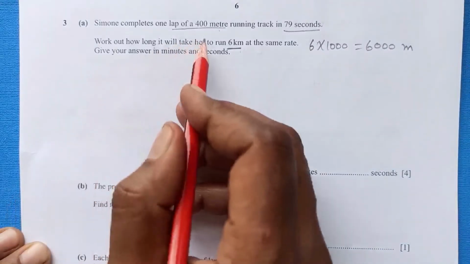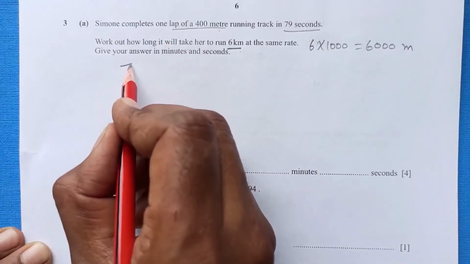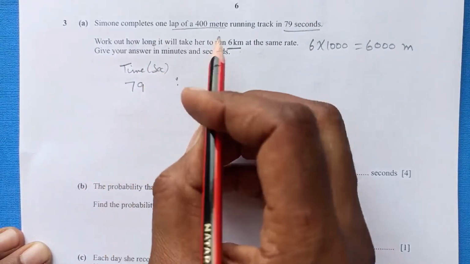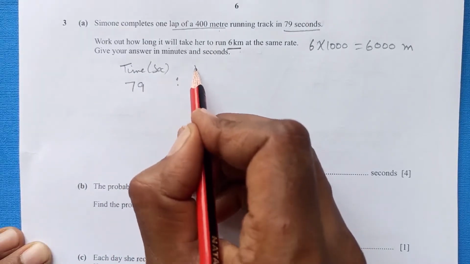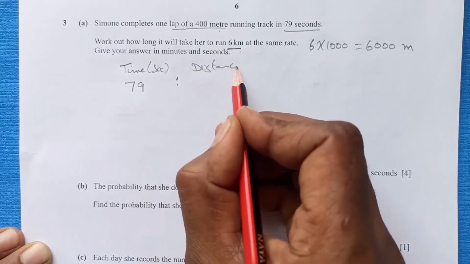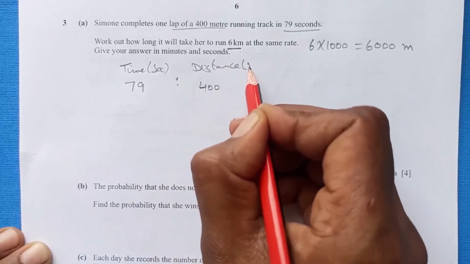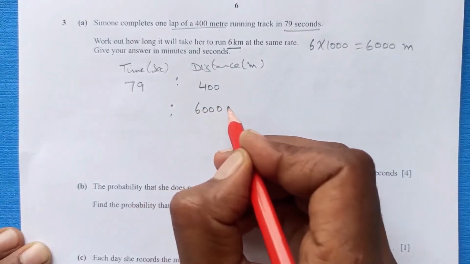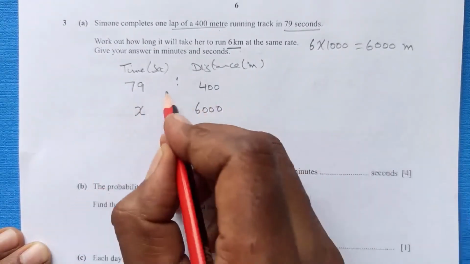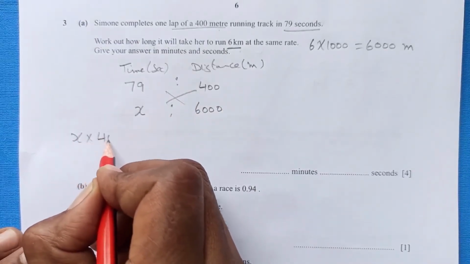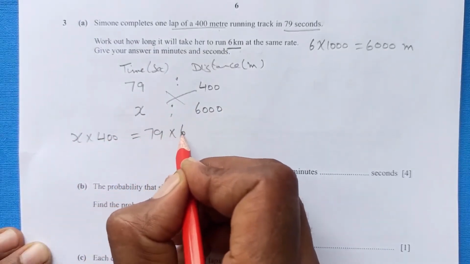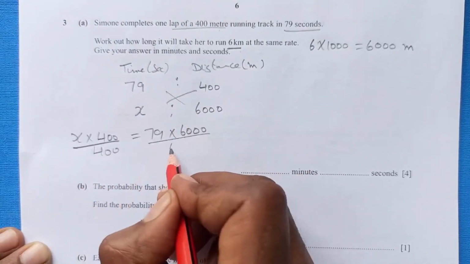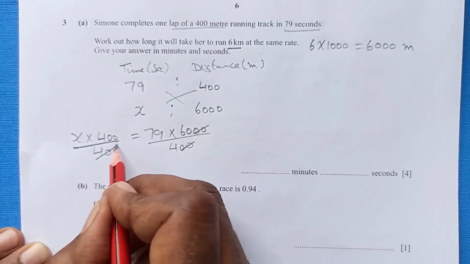So now we are given that the time is 79 seconds. In 79 seconds she runs a distance of 400 meters. Now how much time will it take to run 6000 meters? So now cross multiply: 6000 times 79, divided by 400. These two zeros cancel.